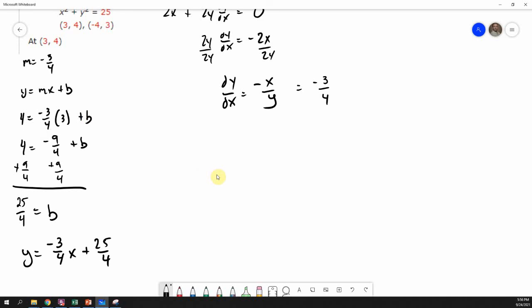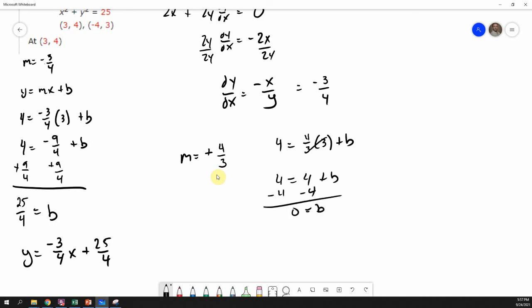Now, for the normal line, the m will be the opposite sign, so it'll be positive, and instead of 3/4, we switch it, and it's 4/3. And we still use the same point. So we get 4 equals 4/3 times 3 plus b. You get 4 equals 4 plus b. Subtract 4, b equals 0. Therefore, y equals mx plus b. You have no plus b because the b is 0.